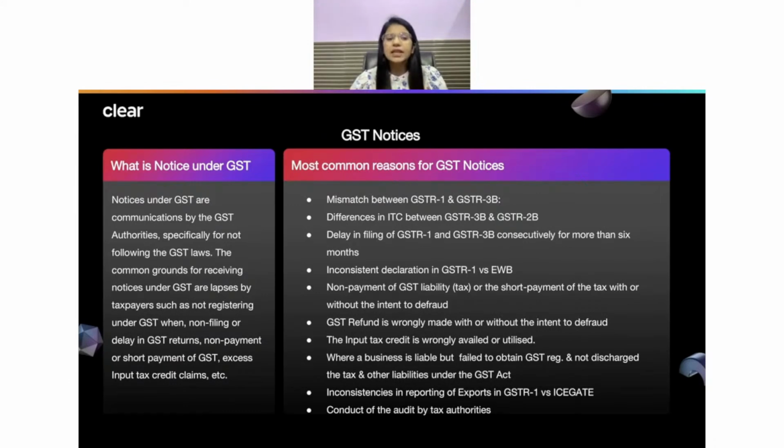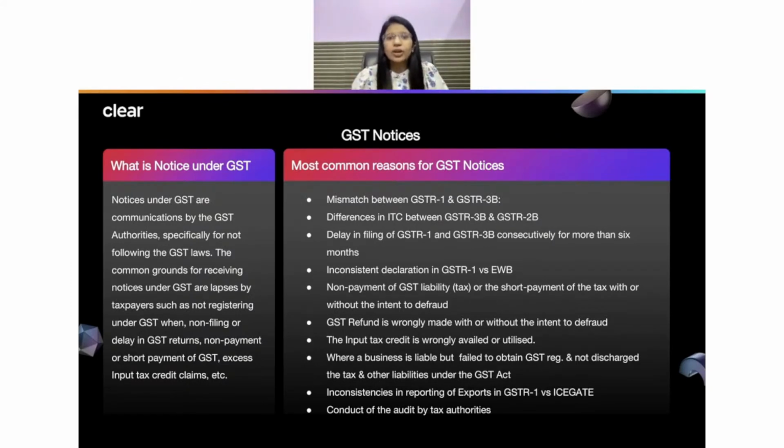So here, this is again the upfront thing. Whenever there is a difference between the ITC which is as per your GSTR-2B and the ITC which you have claimed in GSTR-3B, if there is a discrepancy between these two, then this is another reason why the department raises you the notice. Right, so this was the second reason.